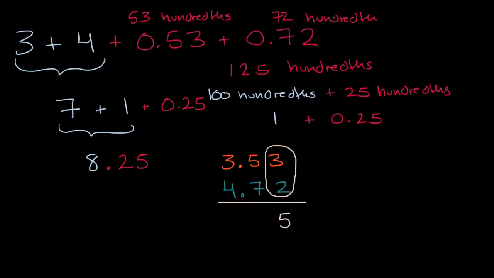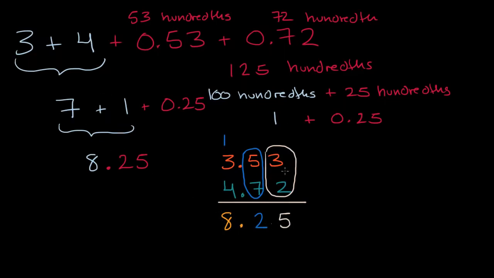But you can't write 12 tenths in the tenths place. So 5 plus 7 is going to be 12 tenths. But 12 tenths is the same thing as 1 and 2 tenths. So you can write the 2 tenths in the tenths place. And then you take the 1 and you put it in the ones place. So 5 tenths plus 7 tenths is 1 and 2 tenths. And then you add the ones up. And so you get 1 plus 3 plus 4 is 8. So it's 8 and 2 tenths and 5 hundredths, or 8 and 25 hundredths, or 8.25.